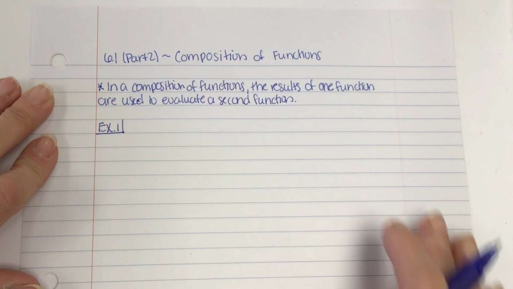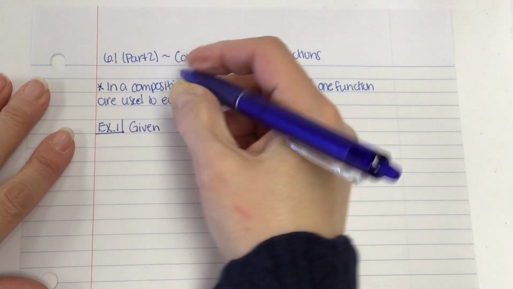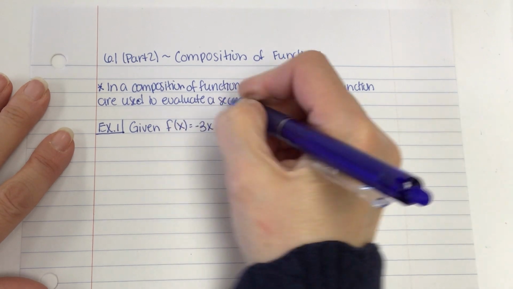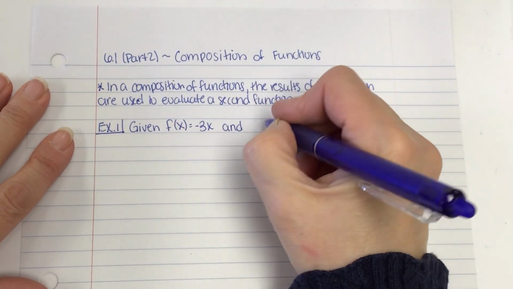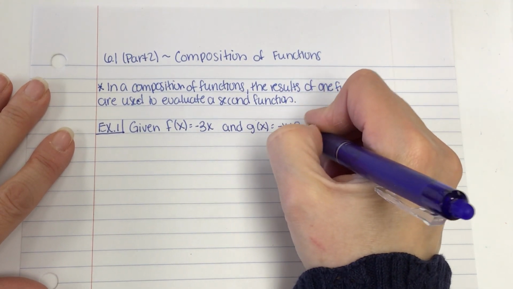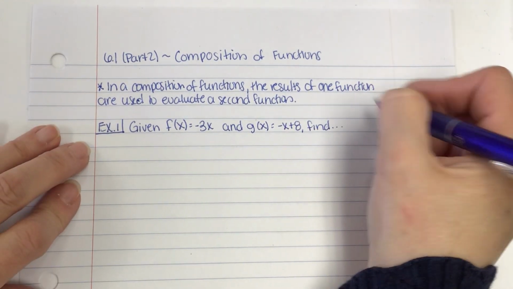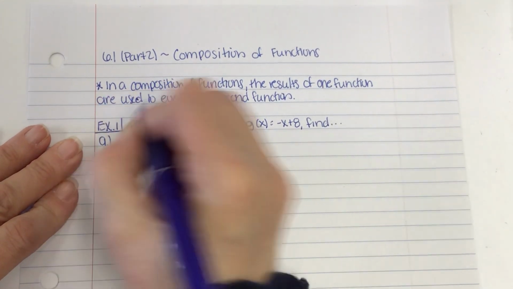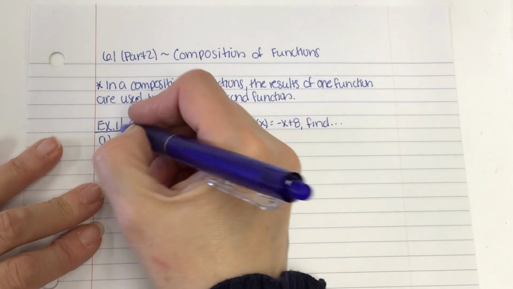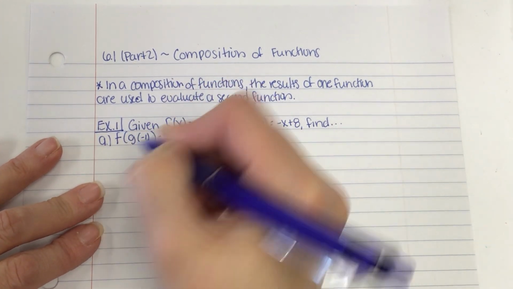So for example one, if we are given f of x equals negative 3x and g of x equals negative x plus 8, for A, we're going to find f of g of negative 1.